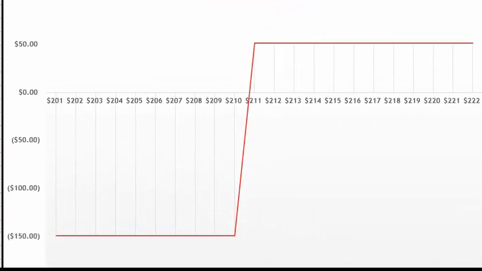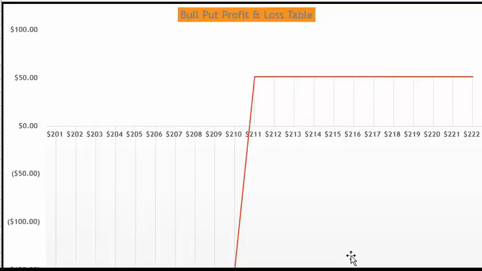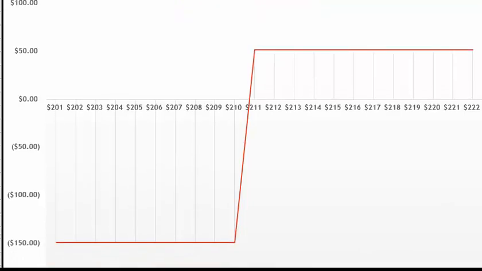And this is what it looks like on a chart. So you can see here, our losses are absolutely defined, and as the share price goes above our break-even point, so are our profits. So you can see it's a defined risk and a defined reward trade.